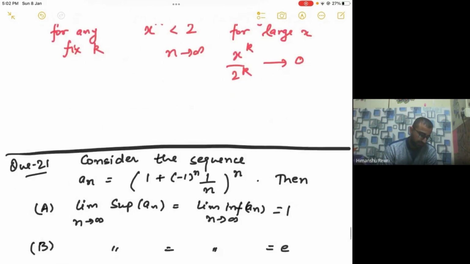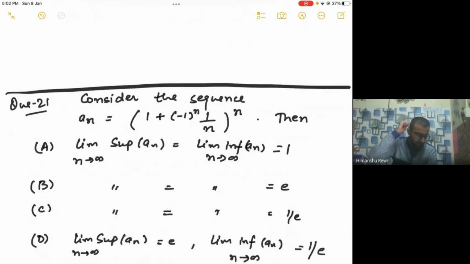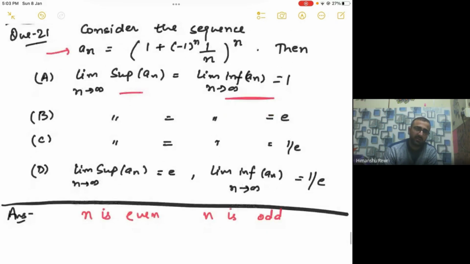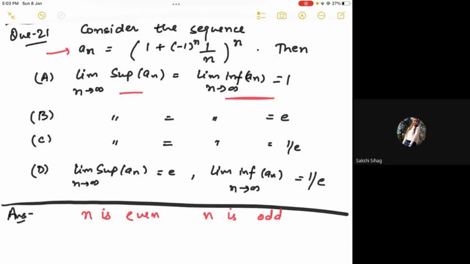Okay, so let's go to question number 21. This question is about the limit superior and limit inferior of the sequence. Again, do it for when n is even and n is odd. Can you tell me the limit set of this sequence, 1 minus 1 by n to the power n and 1 plus 1 by n to the power n?